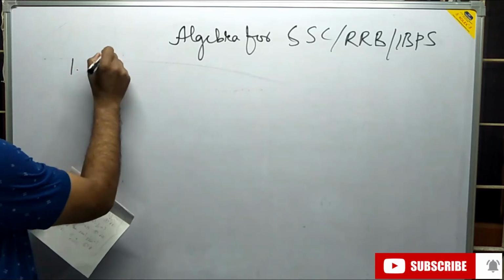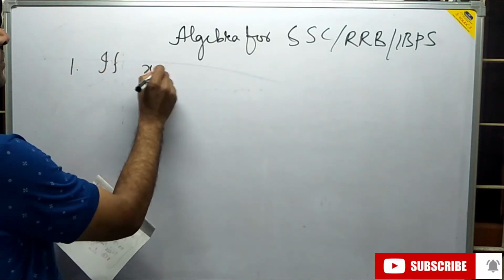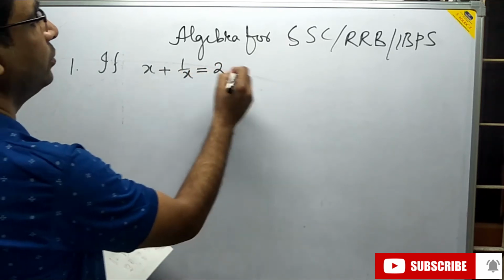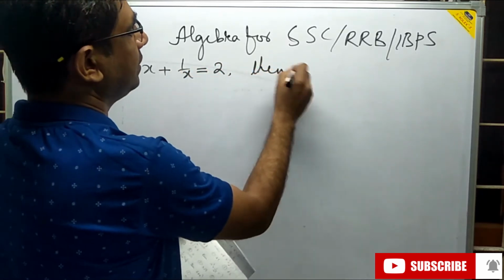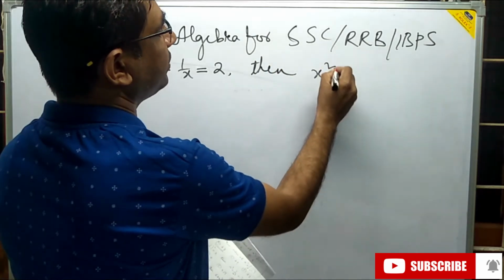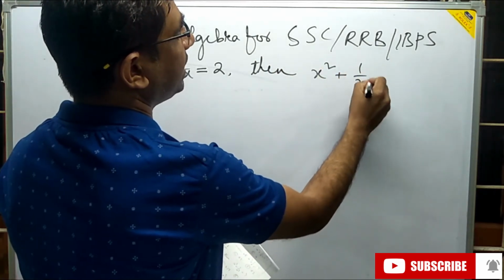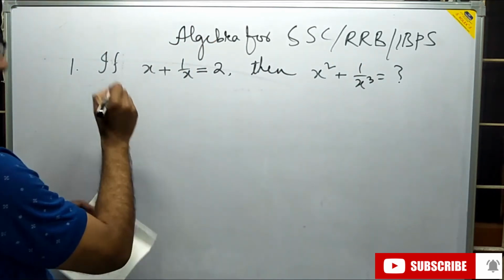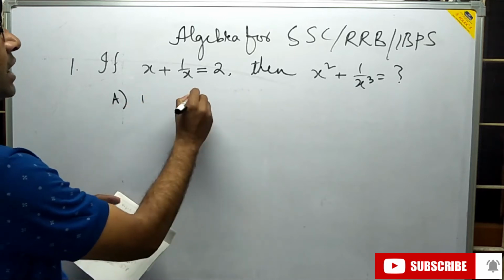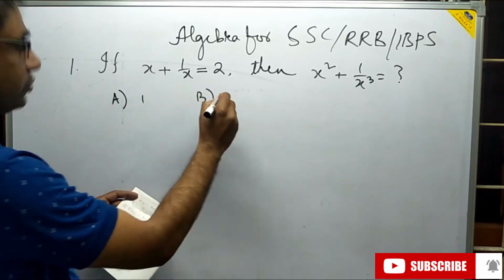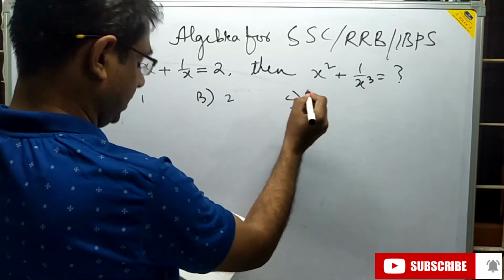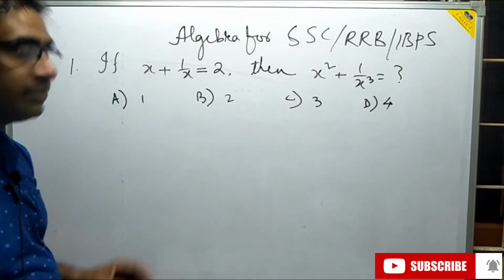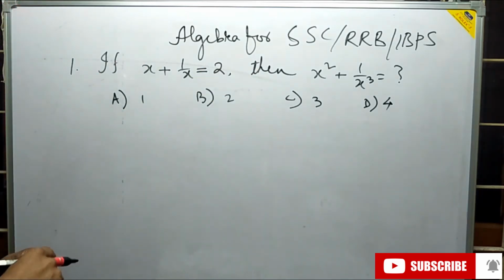Number one sum: if x plus 1 by x is equal to 2, then x square plus 1 by x cube equals what? The options are given: A) 1, B) 2, C) 3 and D) 4. We have to find the answer of this.